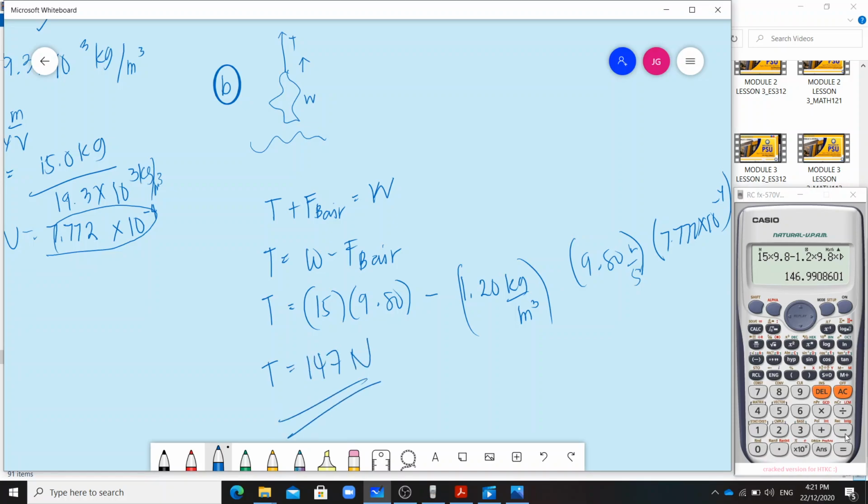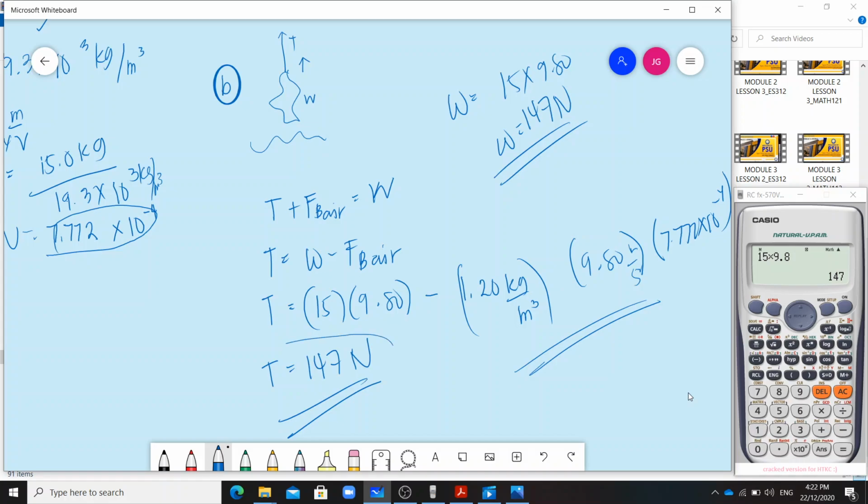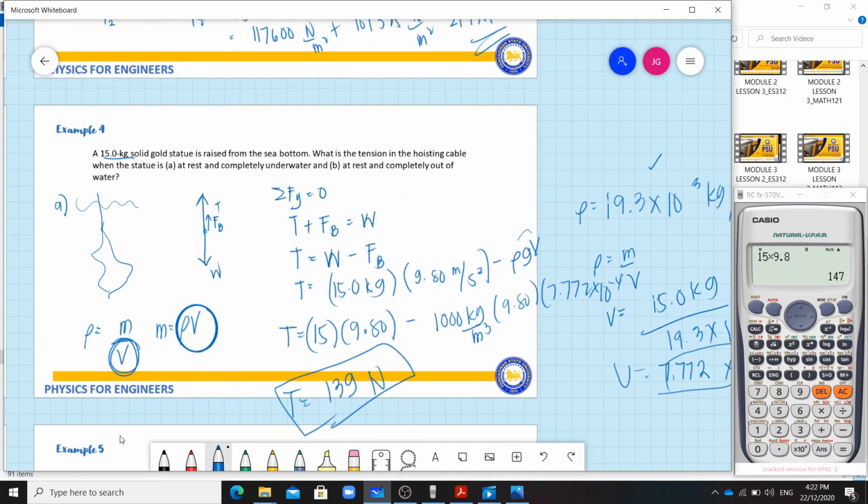Okay, 147 Newton. Ano ba ang weight ng itong gold? That is 15 times 9.8. So, ang weight natin is 15 times 9.8, 147 Newton. So, parang negligible yung buoyancy ng air. 'Di ba? Kasi mabigat nga yung statue kesa dun sa air. So, parang hindi siya natutulungan ng air para umangat. Okay. Or hindi siya nagfo-float. Ayan. So, ayun. That's how you answer example number 4.